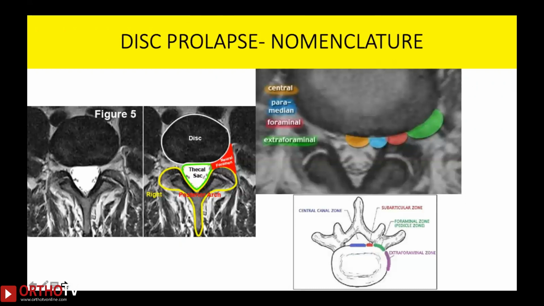Then coming to the disc prolapse. This prolapse is perhaps the most common pathology that we will come across. And we need to use the proper nomenclature for describing this disc herniation. This could be either a central disc herniation or a paracentral disc herniation or a foraminal or an extraforaminal disc herniation, depending upon the location of the disc herniation with respect to the thecal sac.